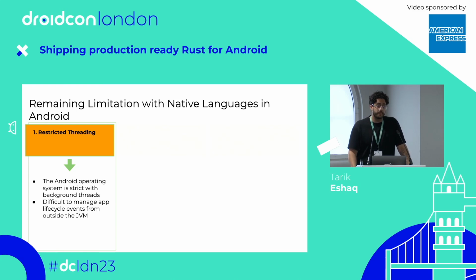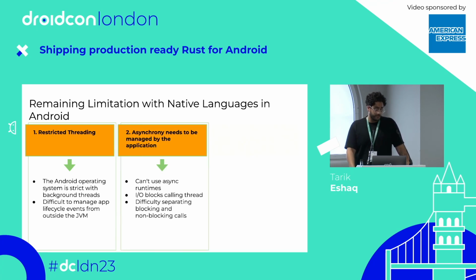One is restricted threading. The Android operating system is fairly strict with background threads. If you leave a background thread running too long and you don't control it and shut it off when it needs to be, the operating system will crash your app. And we've seen that in practice. So that means that we would have to make sure that we keep the Rust code living on a Kotlin thread or a Kotlin created thread, and we do not try to create more threads in Rust unless we know very well how we're going to shut them down. This is worse because it's difficult to manage the application lifecycle events from outside the JVM, so it's very hard for us, within Rust itself, to control a lot of what happens with the threading.